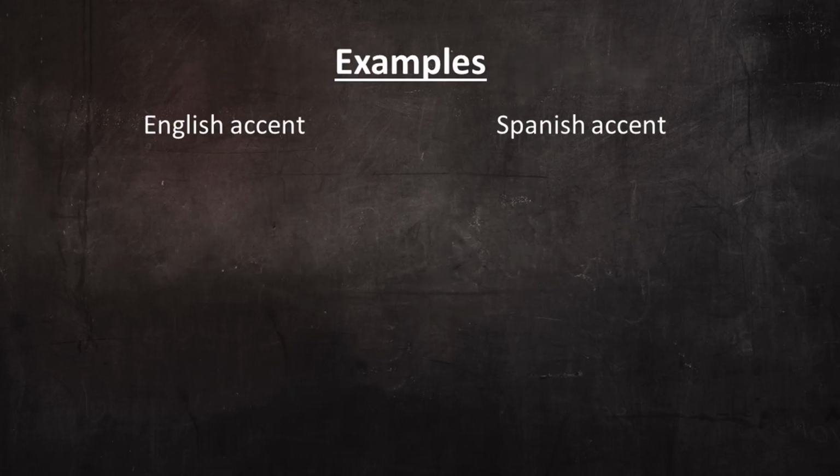Alright, with that explanation, let's listen to some example words and phrases pronounced first with a typical English speaker accent, and then with more accurate Spanish pronunciation. Pay close attention to the differences in the P's, T's, and K's.